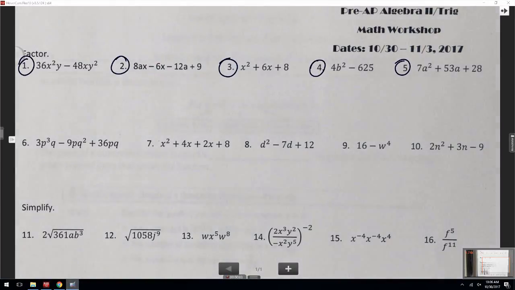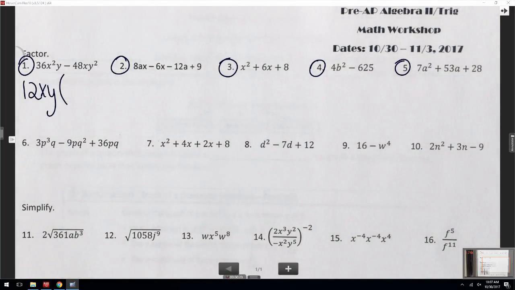Guess. What about number 1? How many terms does number 1 have? 2. So what do we look for first? Anytime it has 2 or 3, GCF. What is it here? 12xy. Perfect. All right. So what's 36 divided by 12? 3x. Very good. Minus 48 divided by 12 is 4y. Very good. Very nice job.